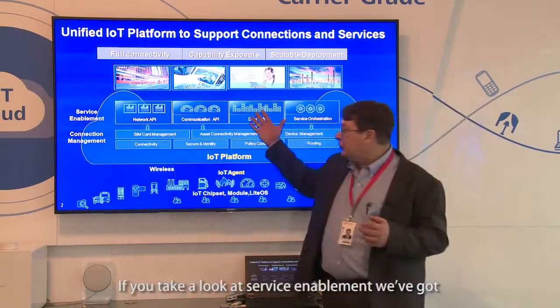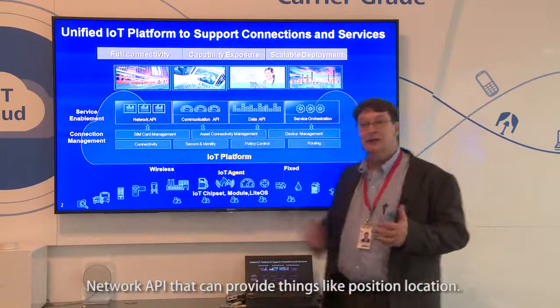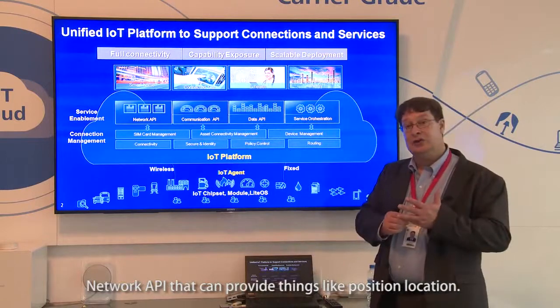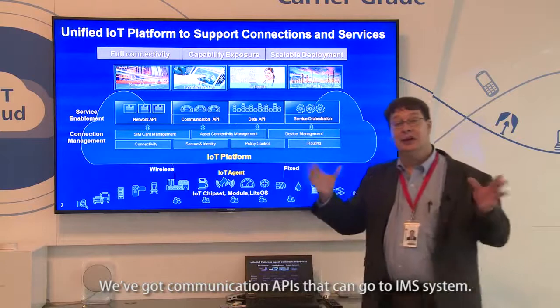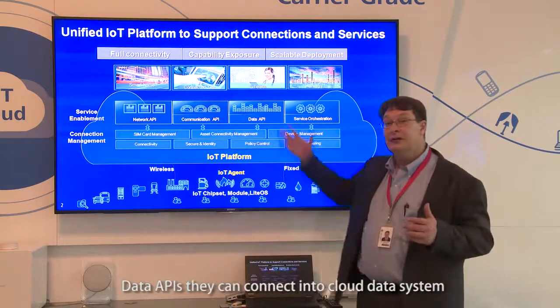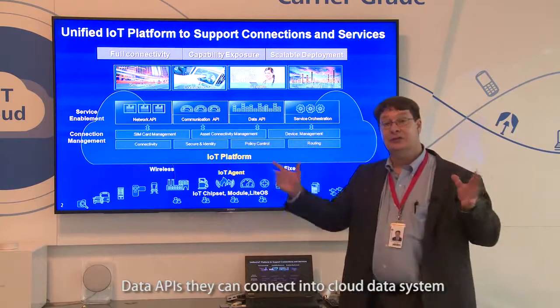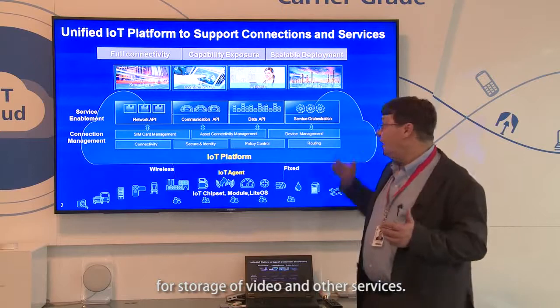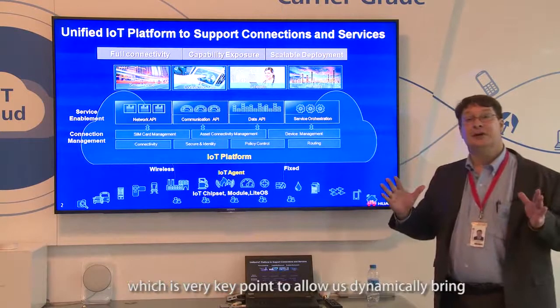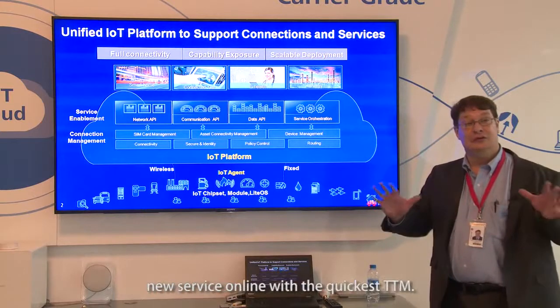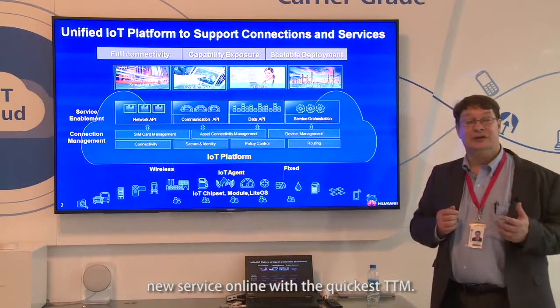If we take a look at the service enablement, we've got network APIs that can provide things like position, location, etc. We've got communication APIs that can go into the IMS system, data APIs that can connect into cloud data systems for storage of video and other services. And finally, we've got service orchestration, which is a very key point to allow us to dynamically bring new services online with the quickest TTM.